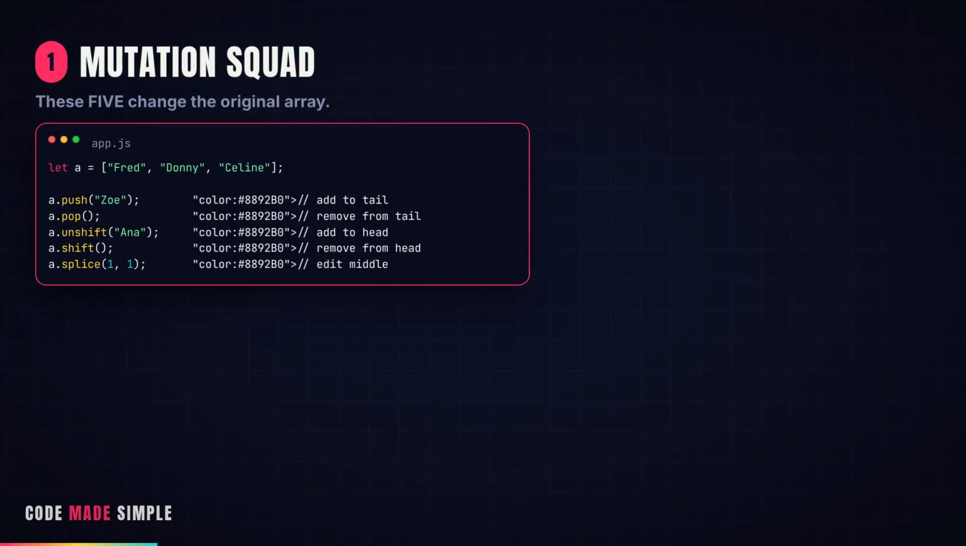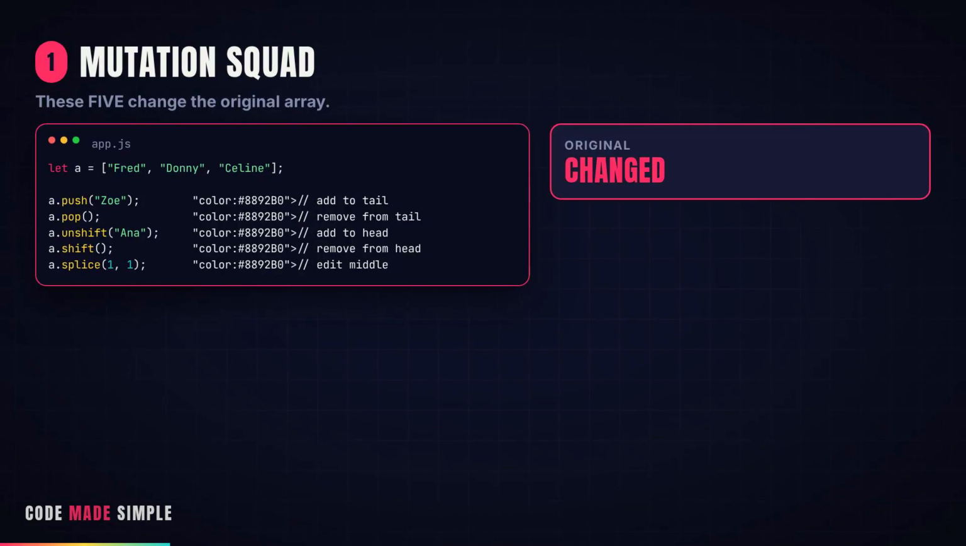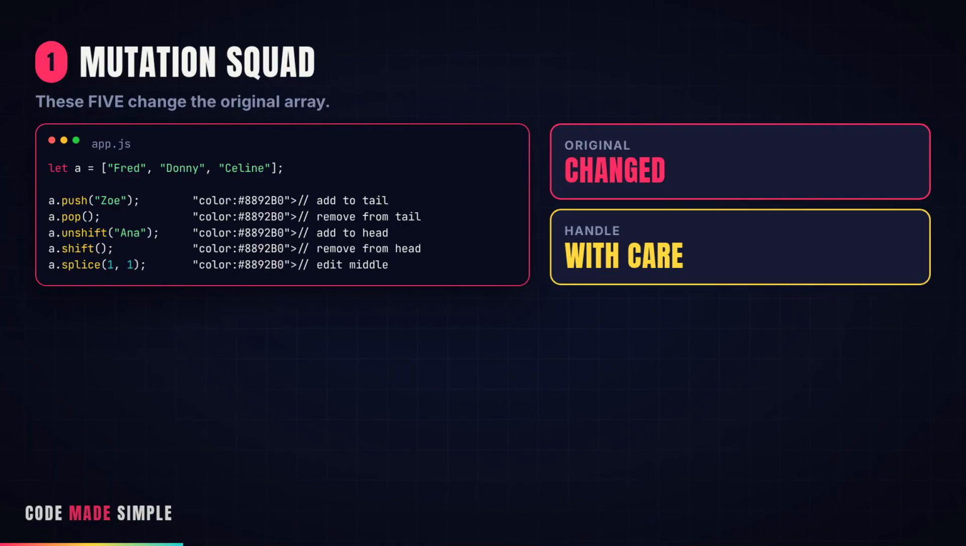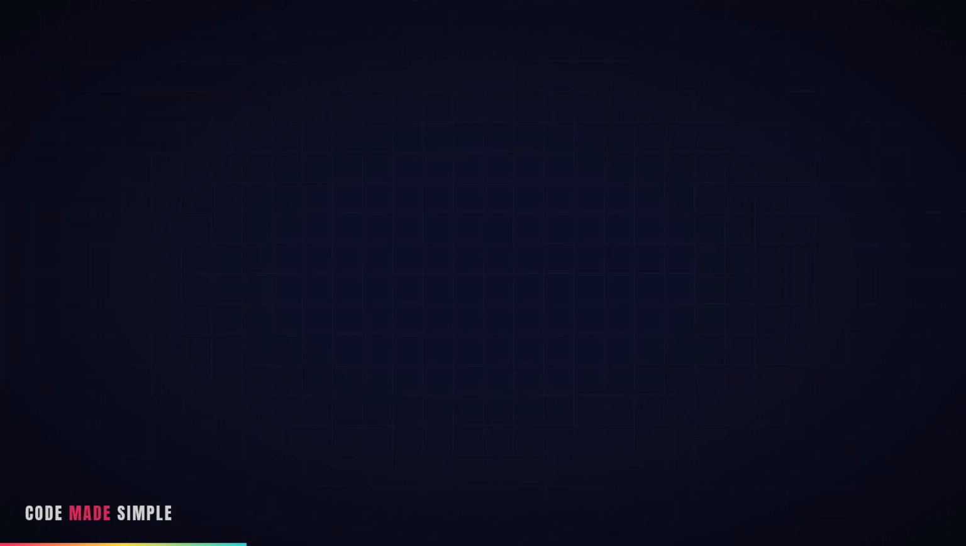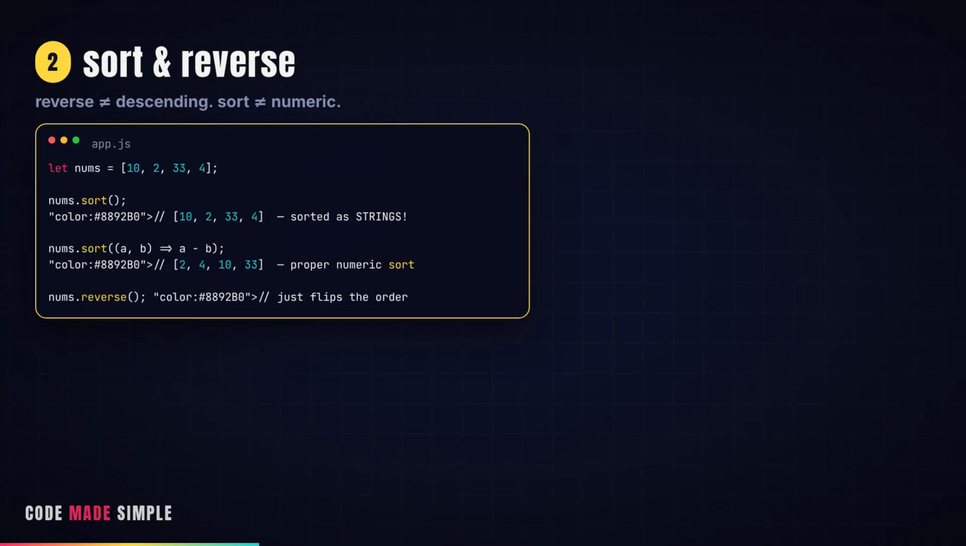Mutation squad: push adds to the tail. Pop removes from the tail. Unshift adds to the head. Shift removes from the head. Splice edits in the middle. All five change the original array. Handle with care.